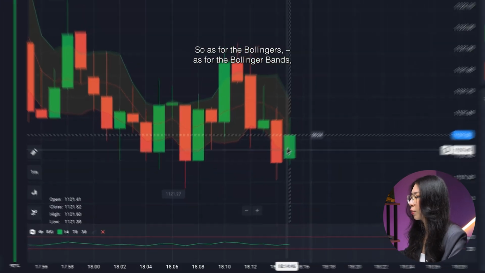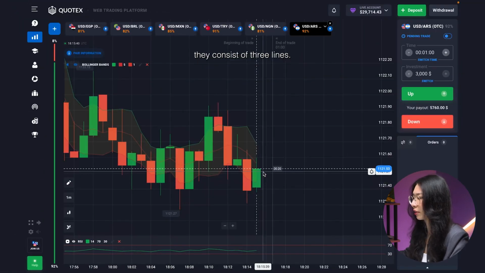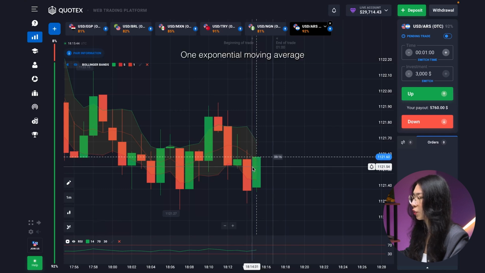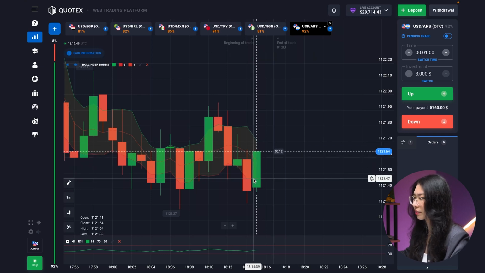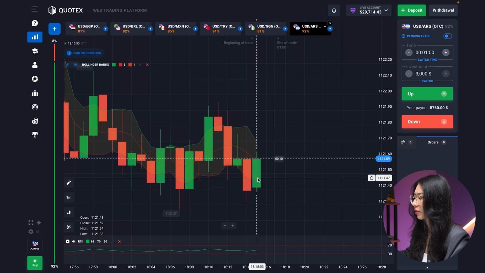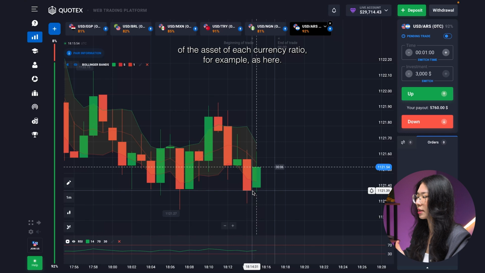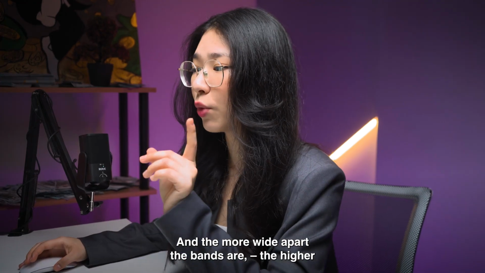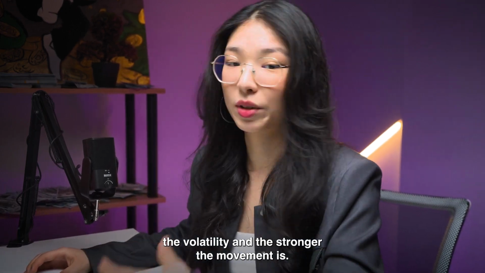So as for the Bollinger Bands, they consist of 3 lines. One exponential moving average, and 2 price channels above and below. It shows the periods of high and low volatility of the asset of each currency ratio, for example, as here. And the wider apart the bands are, the higher the volatility and the stronger the movement is.